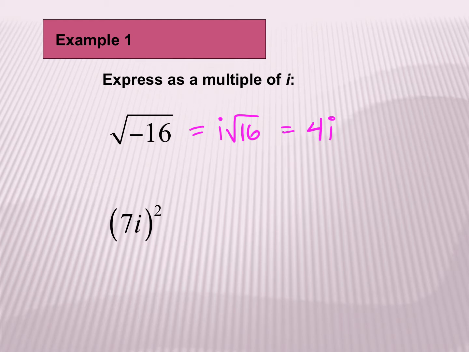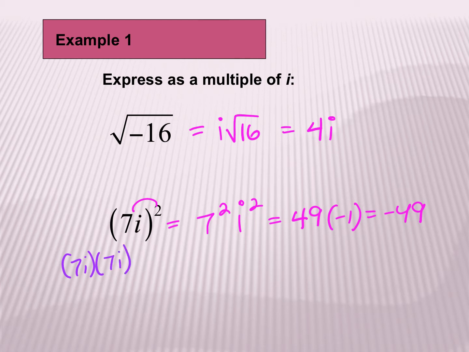All right, 7i squared becomes what? Why are we square rooting? Squared. You said the right number, but 7 squared and then i squared, and 7 squared is what? 49, and i squared is negative 1, so this is negative 49. It's the same thing as saying 7i times 7i. It's the same thing.